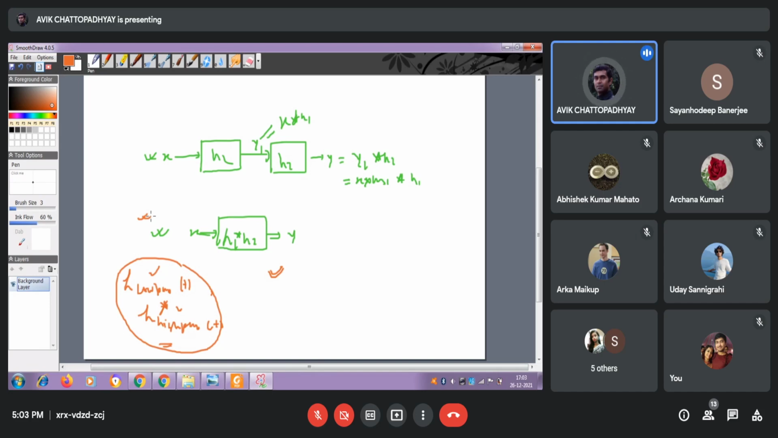But anyway, I'm talking in terms of a system. There is no difference. You can just try to understand, there is no difference as such. Basically, they are equivalent. The same thing we are doing. Whether we are talking in terms of a system or a convolution, basically all these LTI systems, their operation or implementation, is fully based on the convolution operation.